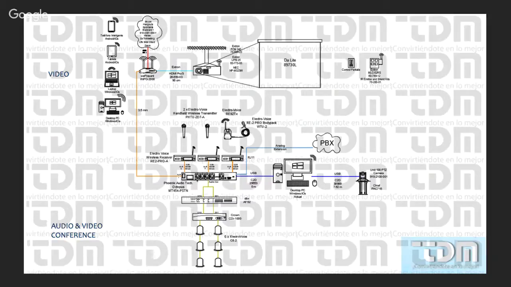The second thing is the audio and video conference part. Let's see first the local audio. For the local audio, we will have two handheld wireless microphones, and then we will have another for presenters. So we have three wireless mics that will go to the receiver, to the mixer, to the feedback suppression DVX AVS2, to our amplifier, and to the speakers.